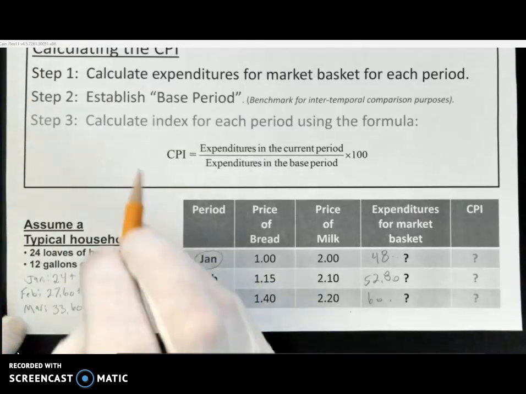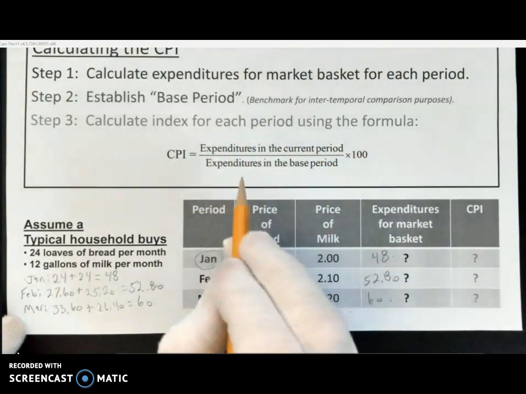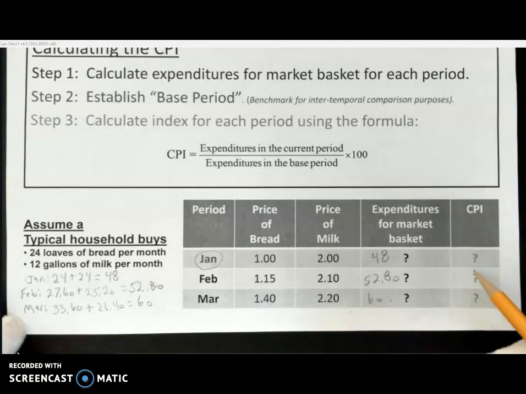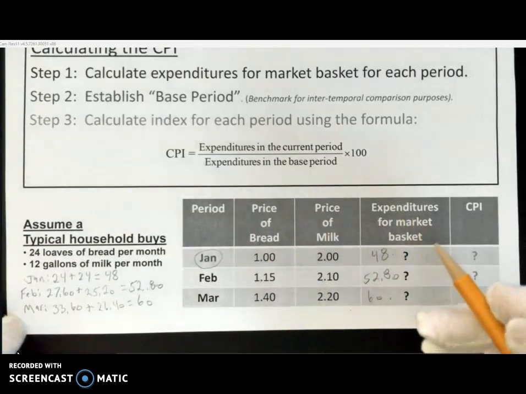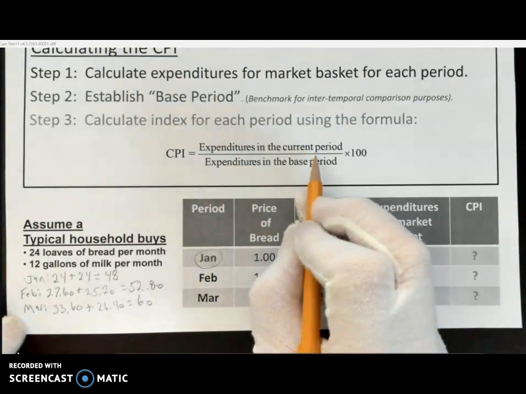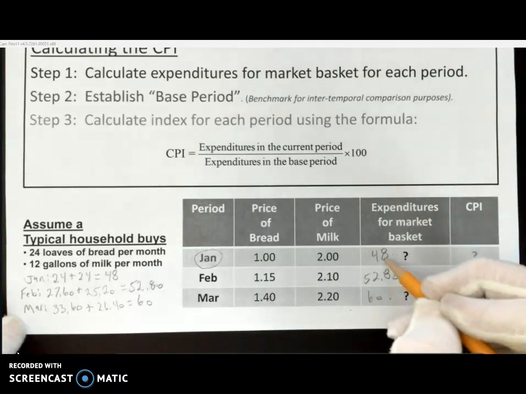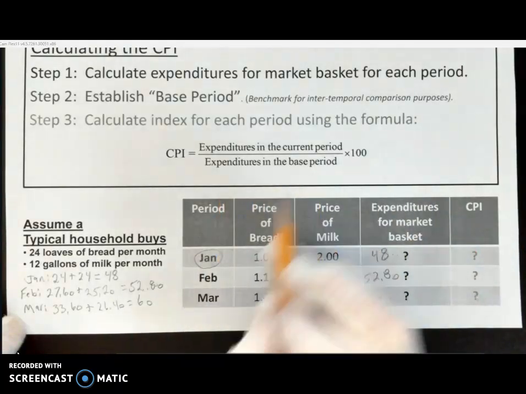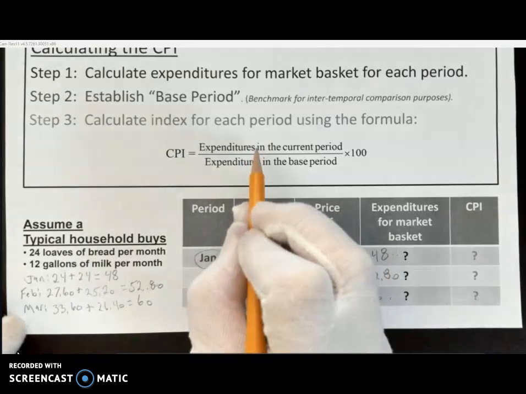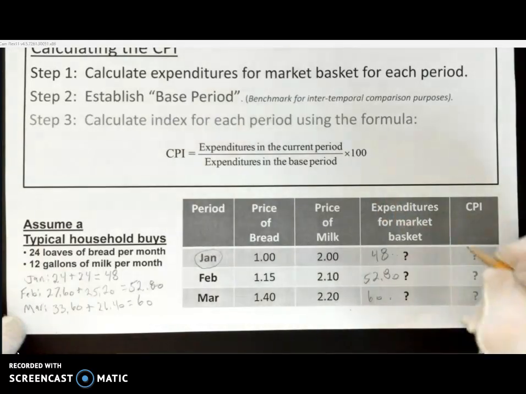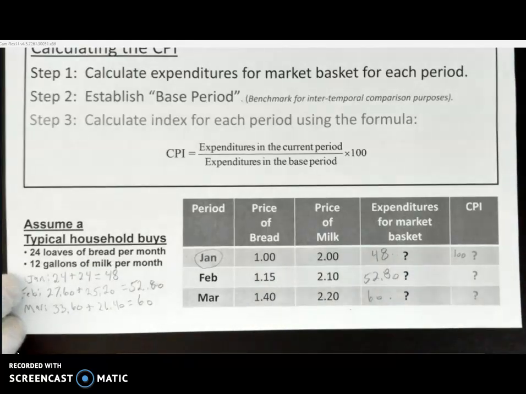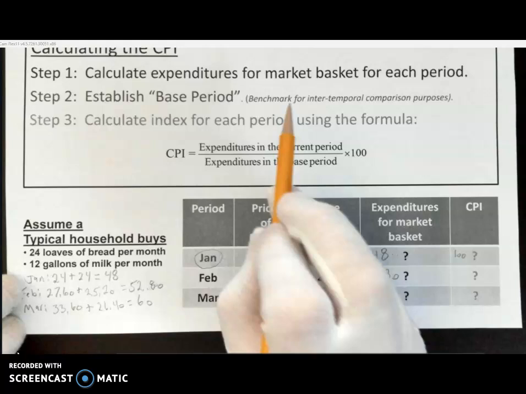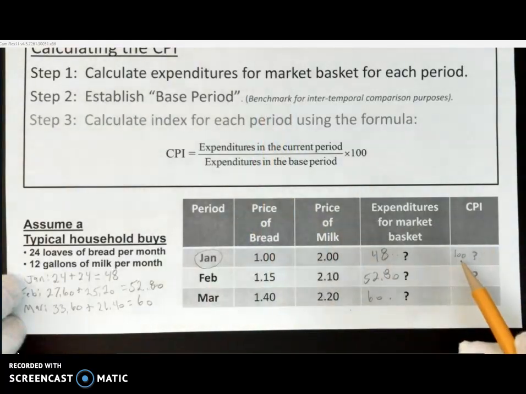Step three is to calculate the index for each period using this formula. So this is going to actually create the consumer price index and wrap up the process. To do this, we just plug in the numbers. So let's start out with January. Well, the expenditures in the current period in January would be $48. And the expenditures in the base period, which we just said is January, would be $48. Well, 48 over 48 is 1 times 100. That means our CPI in the base period is 100. That's always going to be the case. So that is why the benchmark is always 100 in the base period.